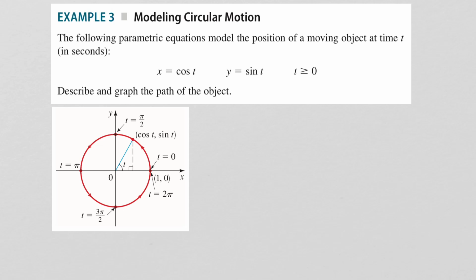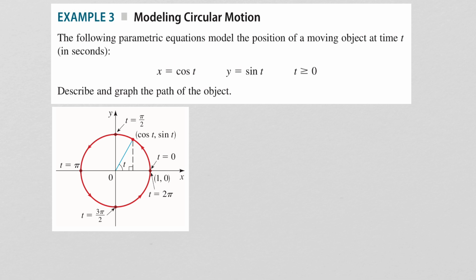Parametric equations are really good at modeling circular motion. The following parametric equations model the position of a moving object at time t. x equals cosine of t, y equals sine of t, where t is some positive number.